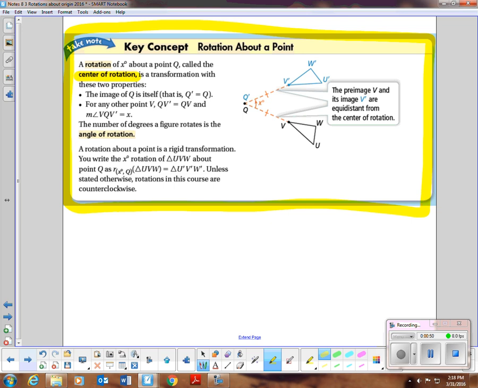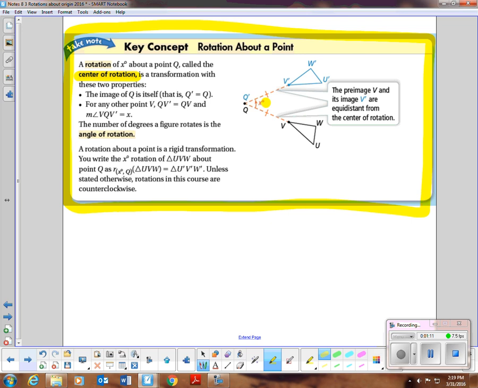There are properties to a rotation. The image of Q is itself, Q prime. And for any other points, V will be V prime. So the distance from Q to V is the same as from Q to V prime. And the angle should be the angle created. So this is the angle created by the rotation.